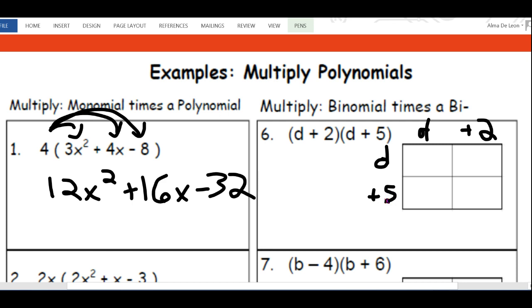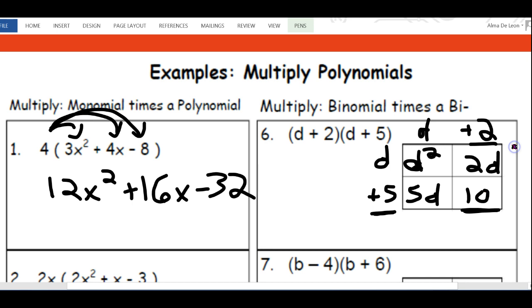Now, d times d is the same thing as d squared. I apologize for my handwriting. D times positive 2 is the same thing as 2d. D times positive 5 is the same thing as positive 5d. And then to figure out what goes inside this box, I multiply the 5 times the 2. 5 times 2 is the same thing as 10.